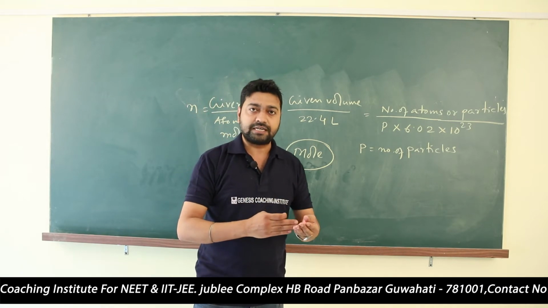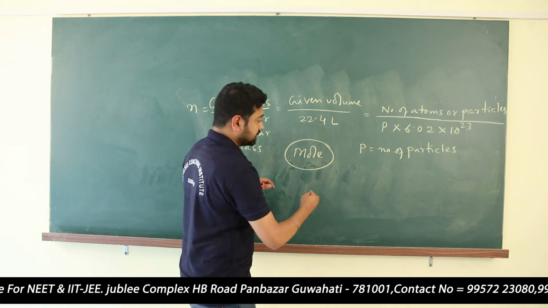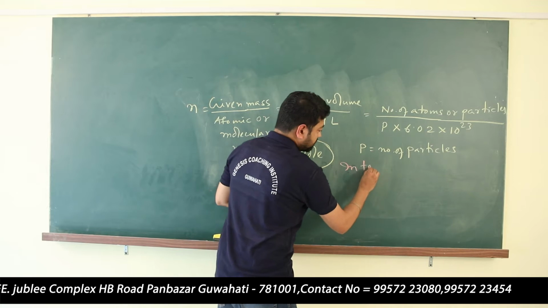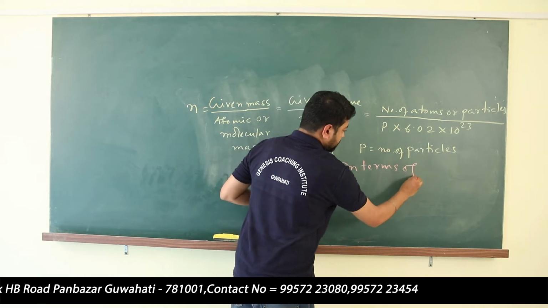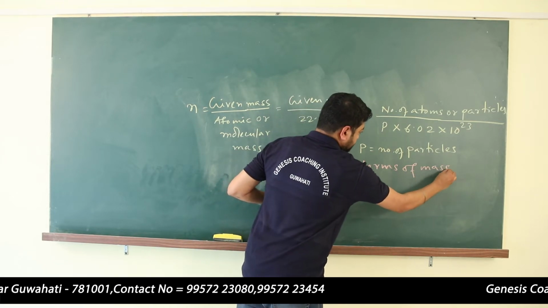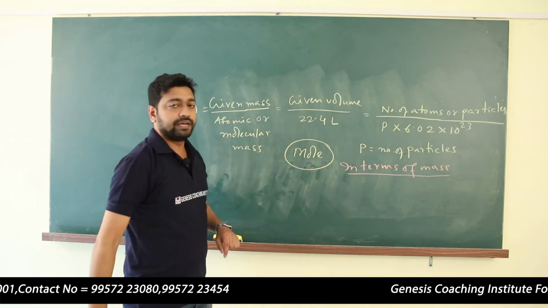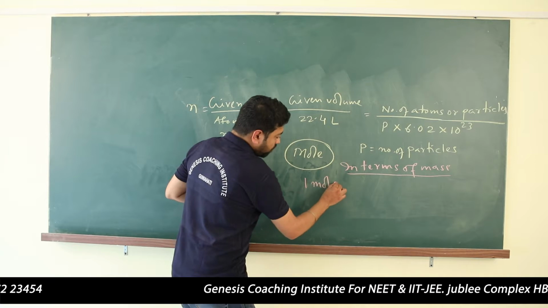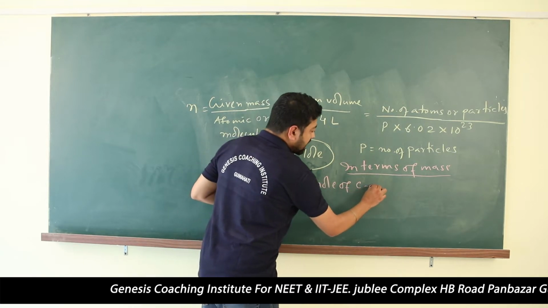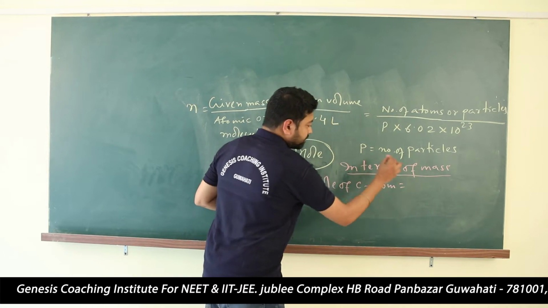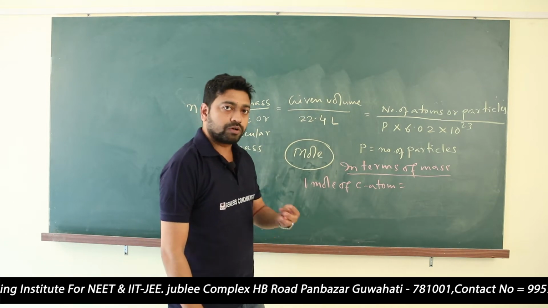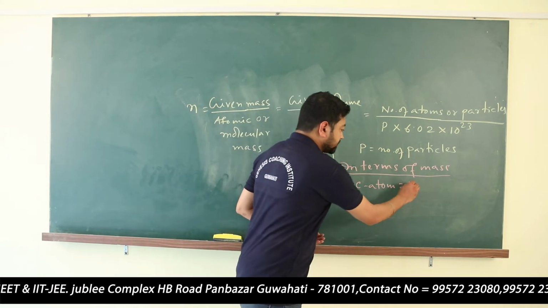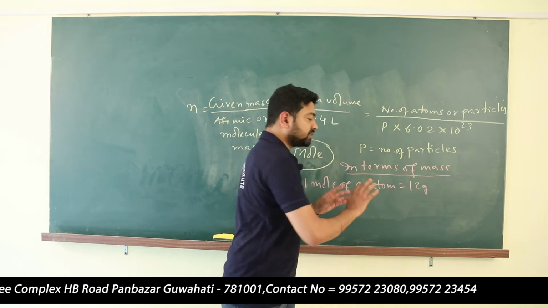The first definition is in terms of mass. If we take 1 mole of carbon atom, you know the atomic mass of carbon, so it is 12 gram. So this is 1 mole.